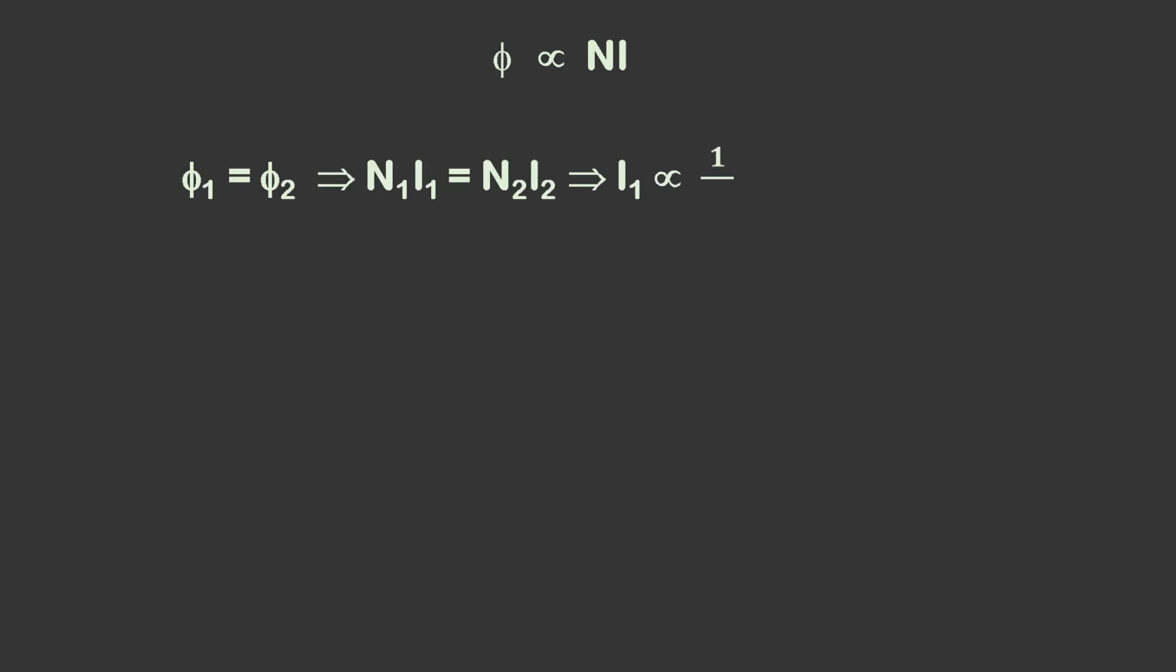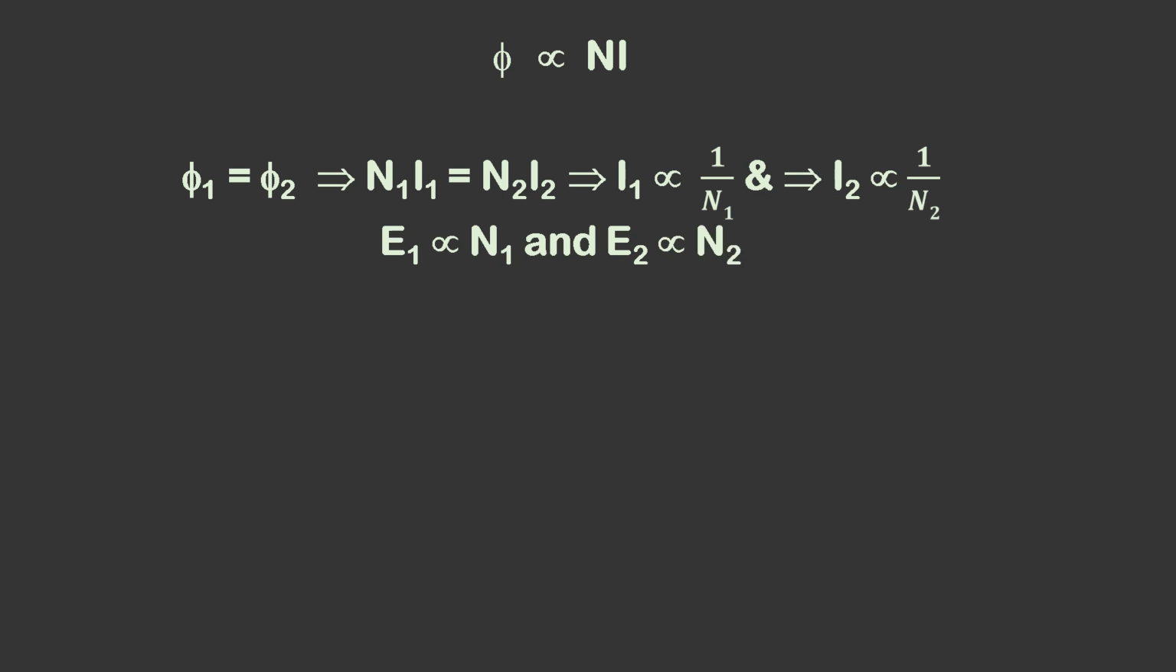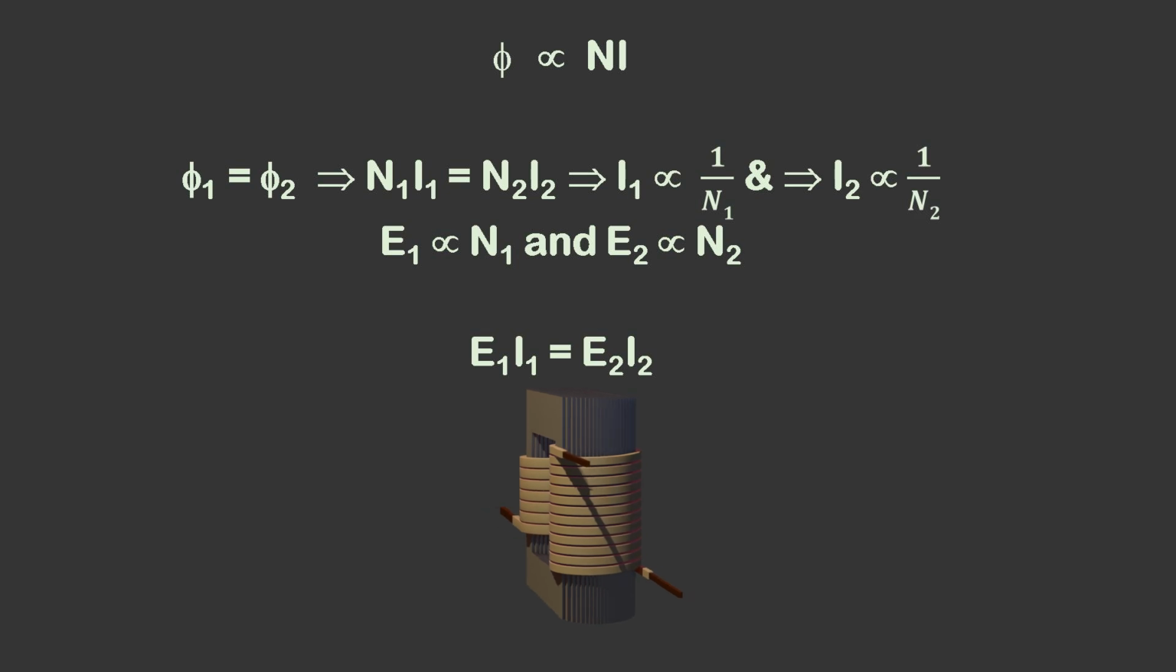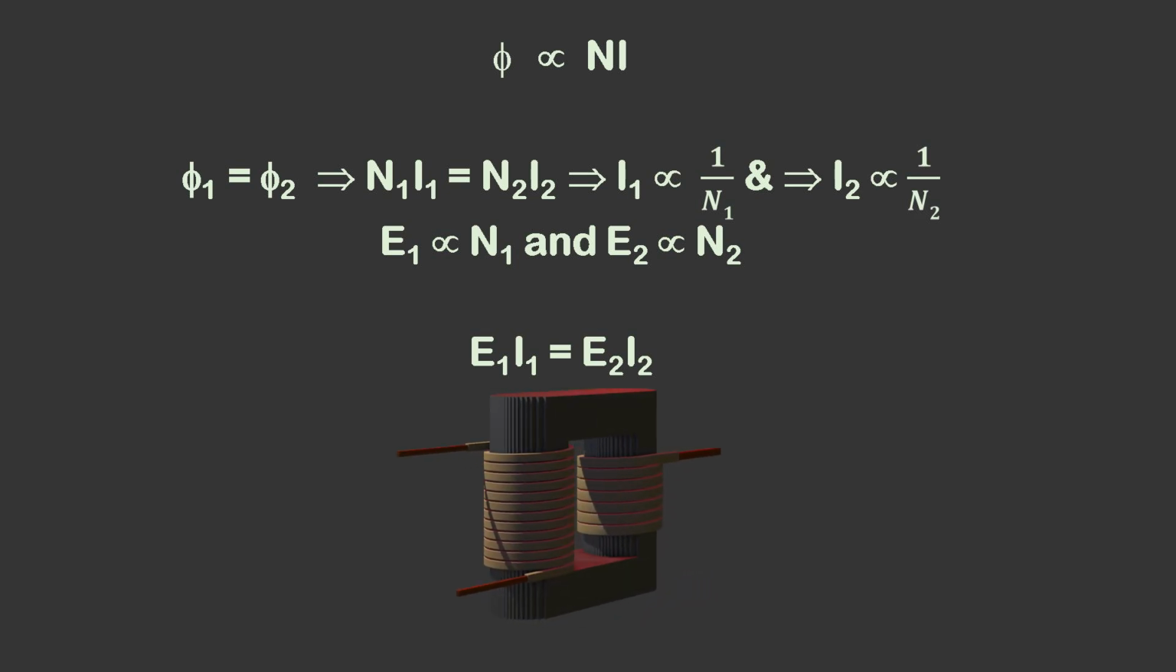The flux produced by a coil is directly proportional to the number of turns and the current in the coil. Since the primary and secondary fluxes are equal, the primary and secondary currents are inversely proportional to the number of turns. Also, the induced voltage across a winding is directly proportional to the number of turns. From these two relationships, we can conclude that the product of current and voltage for both windings is ideally the same. That also means, ideally, the power taken from the source is delivered to the load. This simple system of two windings linked by a magnetic core is the most basic model of a transformer.